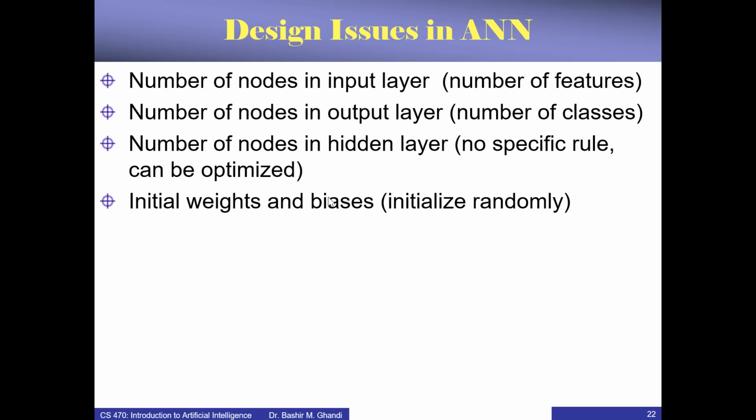Okay, the next question is, what should be the initial weights and the initial biases? So again, this is very simple. The initial weights and biases are generated randomly. So just use a random generator to generate the weights initially.